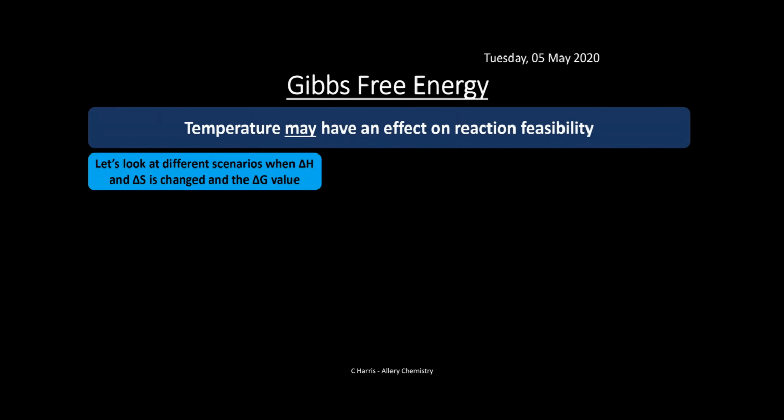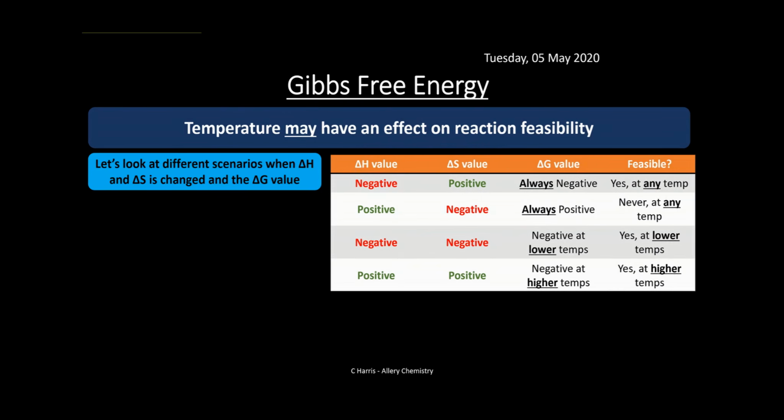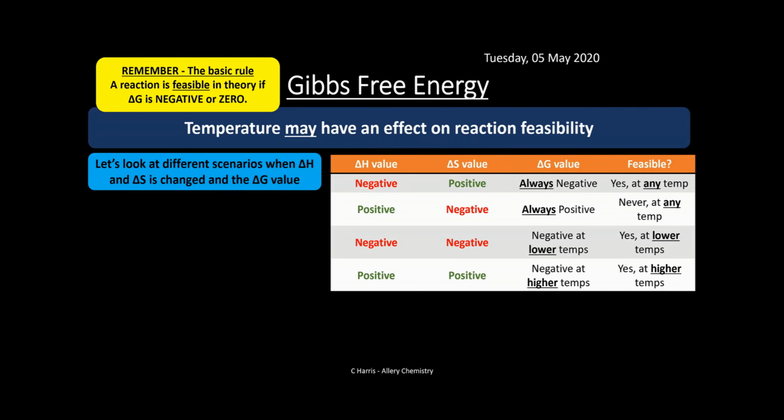Okay, so let's look at different scenarios, when we've got our enthalpy and entropy change, and what the value of delta G is. So this is what I was saying about taking the delta G equation and splitting it into two halves. By doing it that way, this makes this bit a lot easier, and you'll see what I mean. So let's have a look. Delta G, remember, for something to be feasible, must, in theory, be negative or 0. That's the key concept here.